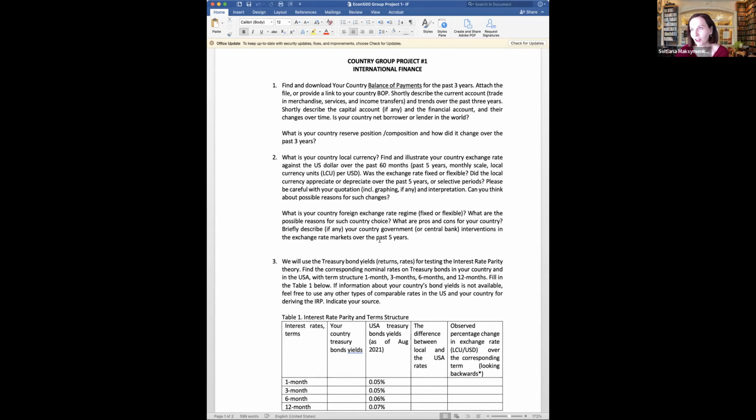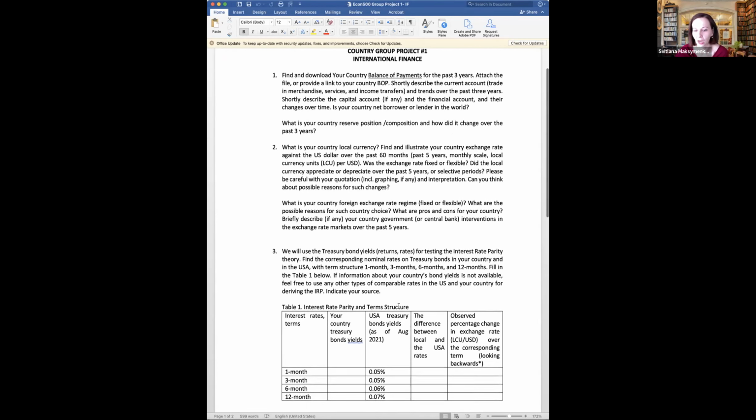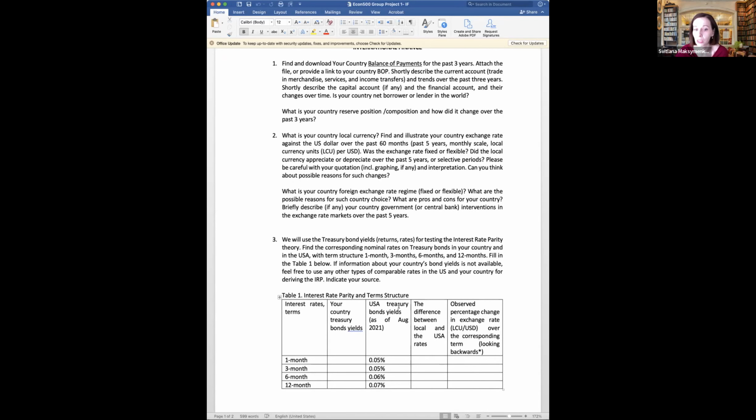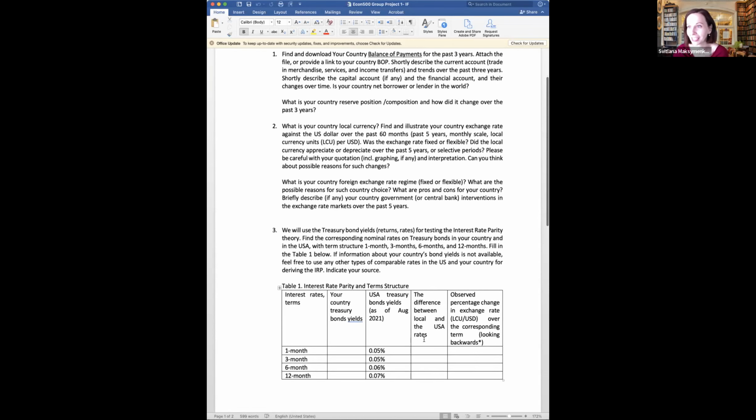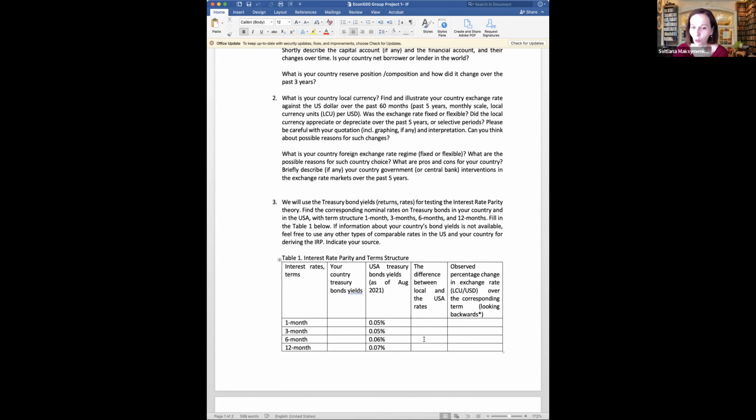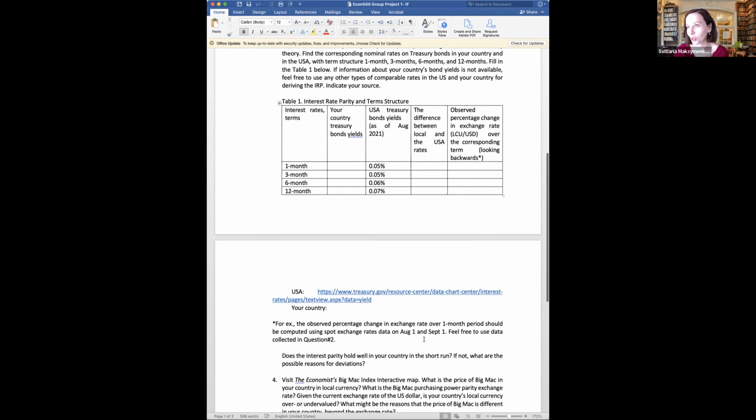Question number 3 in the finance section is essentially a question about interest rate parity. It asks students to find information about the interest rates that their country obtains through the issue of its bonds, compare them with United States bond yields, identify the difference, and then judge whether the interest rate parity holds for the country of their choice.